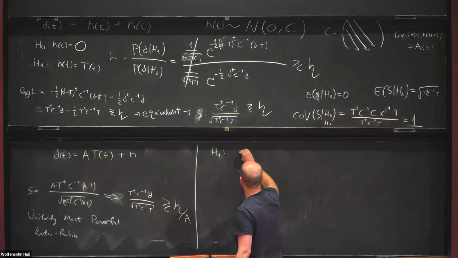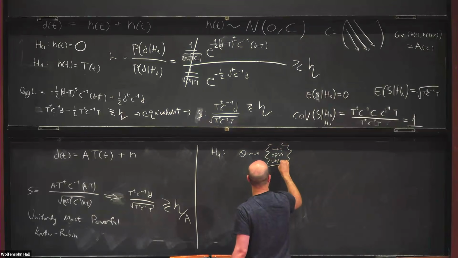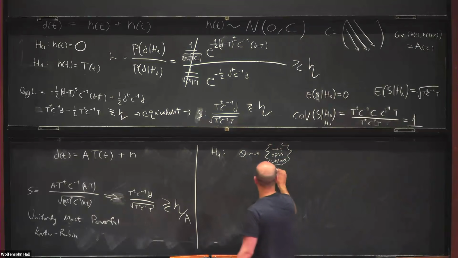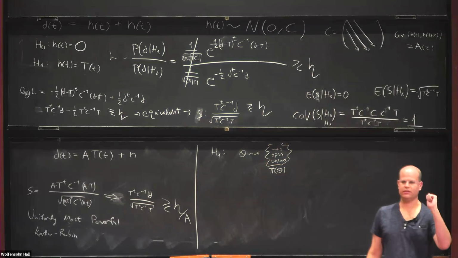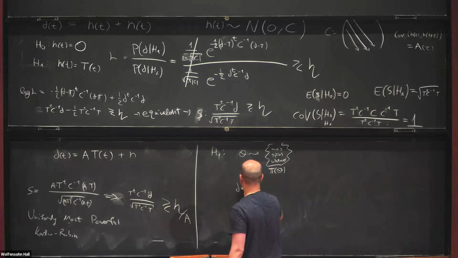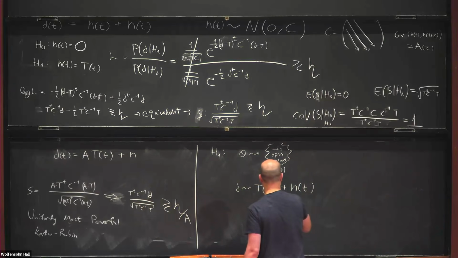God plays with his dice and tells you, I'm going to take theta out of the space of all thetas, masses, spins, and whatever, according to a probability distribution pi of theta. So that's the first step. You randomize theta according to some prior. And then you generate the data. And then d is distributed as T of theta plus n of t.